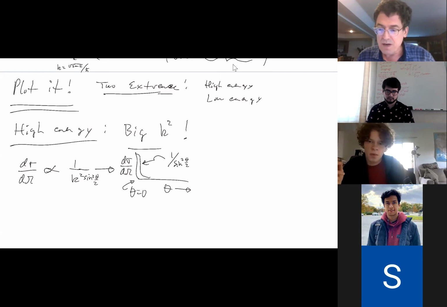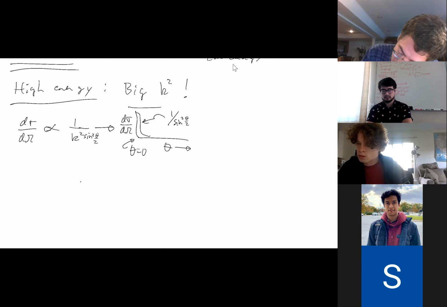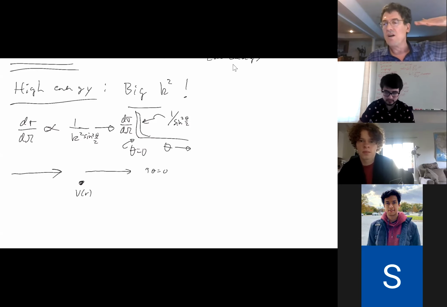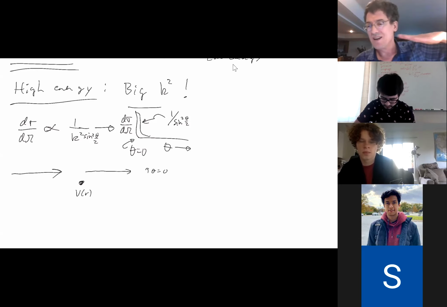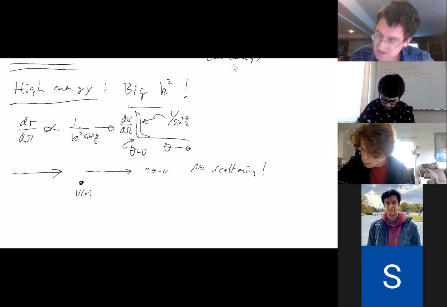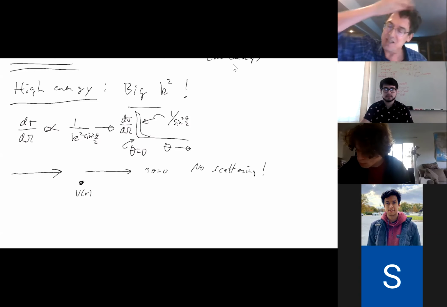Now, I just want you to think about what that means for a moment. It means that if I have a potential V of R, and I shoot the particle in, then d sigma d omega is only non-zero for theta equal to 0. That means that the particle wants to go straight. It's like no scattering. Because if I have a little bump in the road and a high energy particle, it doesn't see the scatterer, it just blasts right by it.